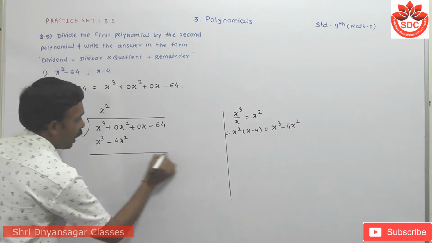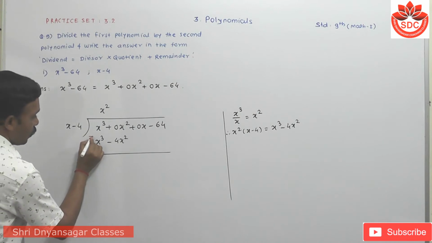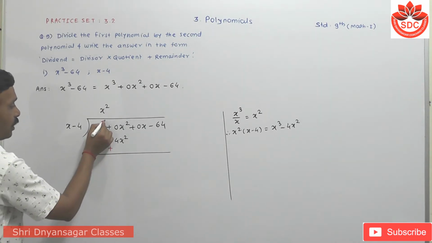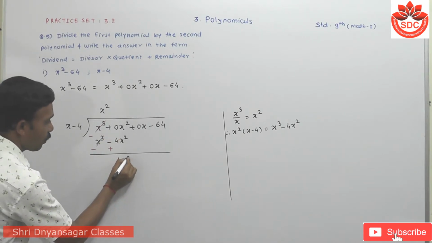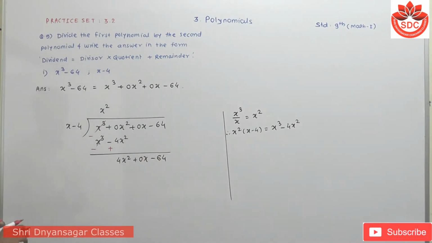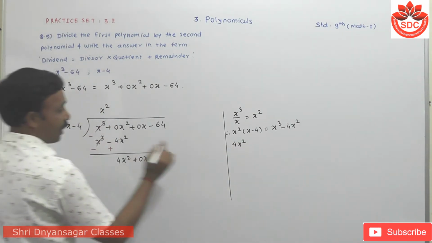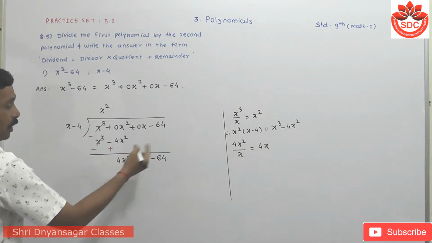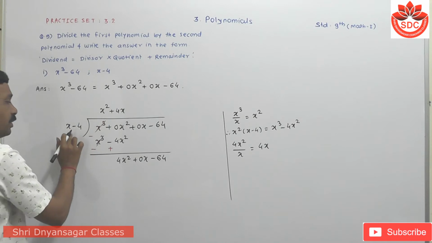Student, all of you know that in subtraction the signs of the second expression change, so this sign becomes minus and this becomes plus. Then this minus and plus get cancelled, and the remaining is plus 4x square, then the remaining term is 0x and then minus 64. Student, again take this 4x square and divide it by this variable x. This division becomes 4x. So I have to write plus 4x because here is plus.